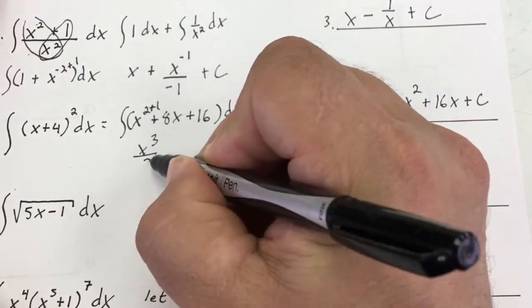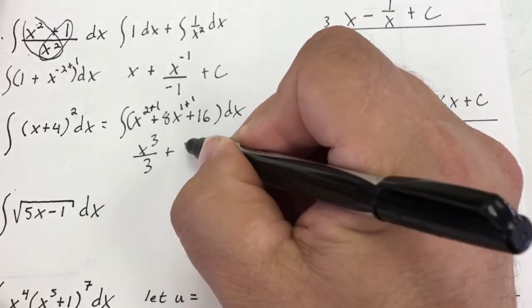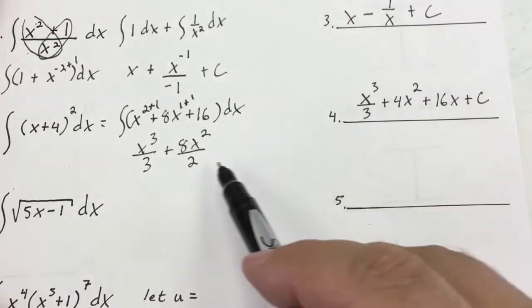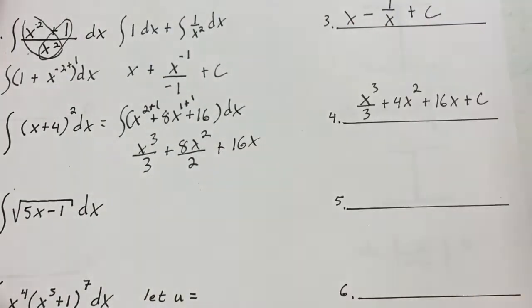All I did was I added 1. That gives me x cubed over 3. There's a 1 there. I add 1 to that. That gives me 8x squared divided by the exponent. And that's where I got my 4 from. And then plus 16x. And add the c.